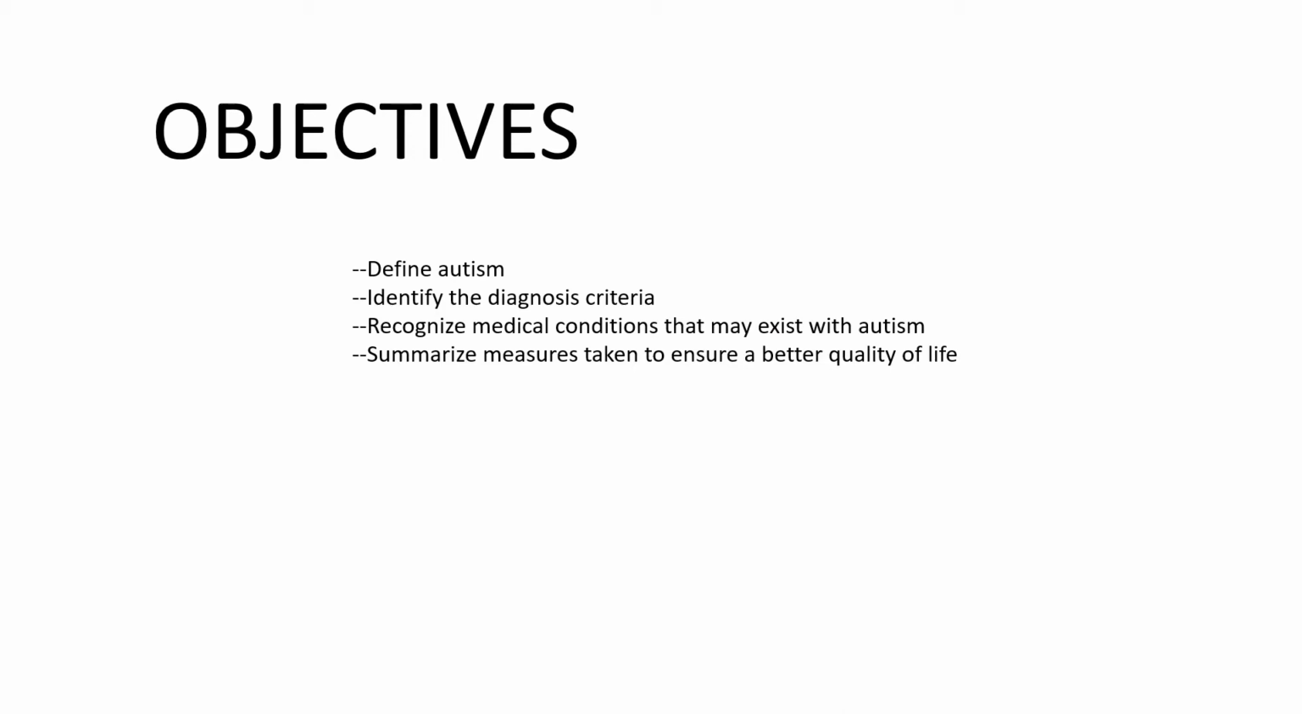By the end of this presentation, the participant will be able to: 1. Broadly define autism, 2. Identify the diagnosis criteria, 3. Recognize medical conditions that may exist with autism, and finally, summarize measures that can be taken to ensure a good quality of life for children diagnosed with autism.